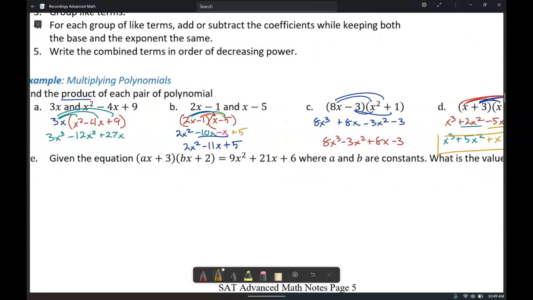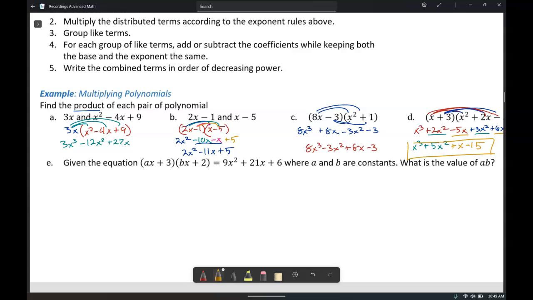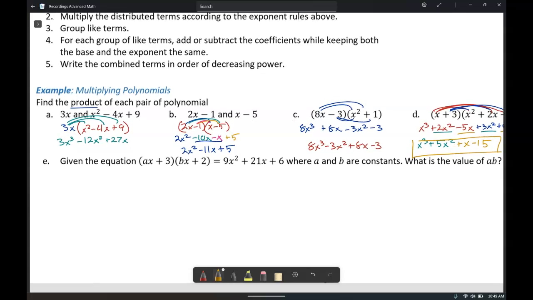Now, given the equation, a and b are constants, we want to find the value of a times b. So we want to look for patterns and focus only on the terms that are important. Well, a and b are coefficients of the x term, and whenever we distribute and multiply these two polynomials, those are the first things being multiplied and are the only terms that will give us the squared term.